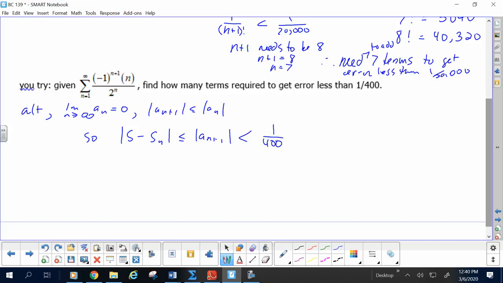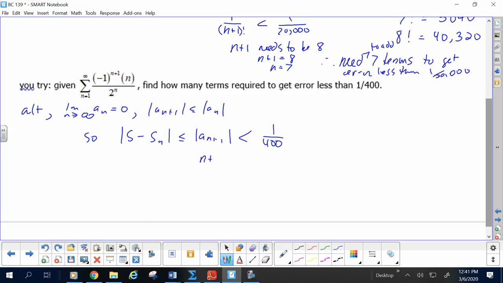And I need to find a term that's less than 1/400th so that all the terms before it would add to an estimate that's less than a 400th. Yeah? All right, so now what do we do? So yeah, now you get into what is the n plus 1 term. Forget this for a second. Now I need to find a term that makes this true. So what is a sub n plus 1?